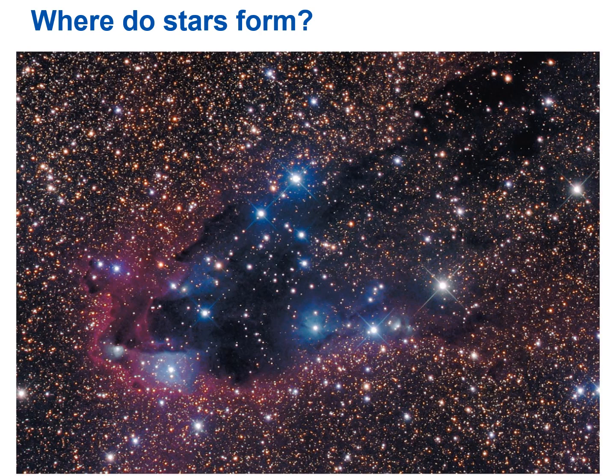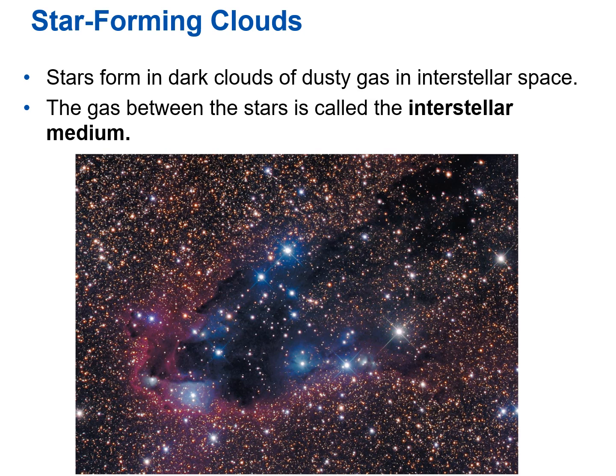So let's look at where stars form. They form in star-forming clouds that are otherwise known as stellar nurseries. Stars form in dark clouds of dusty gas in interstellar space. And remember, the word interstellar simply means between the stars. The gas between the stars is called the interstellar medium.